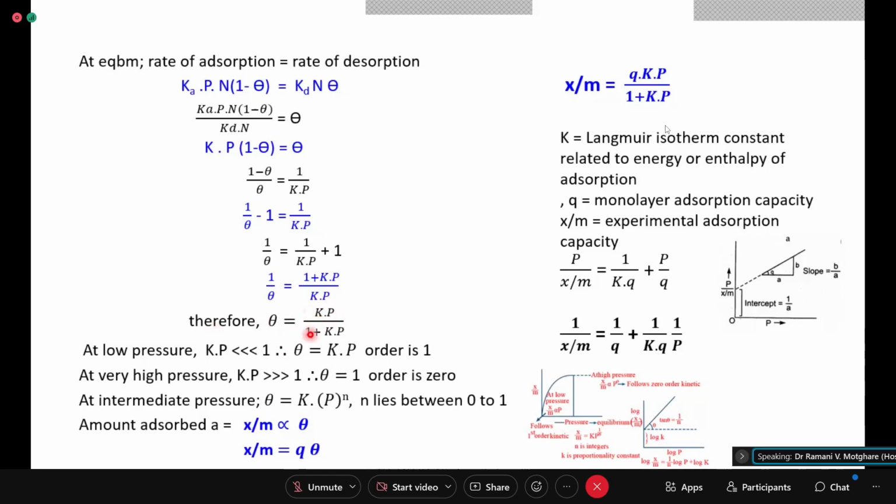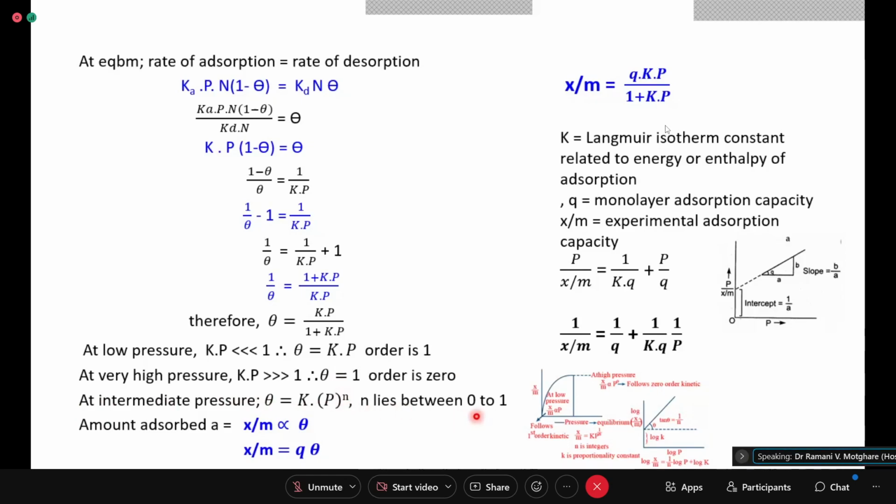Now at low pressure, K into P is much lower than 1. Therefore, theta is equal to Kp, and the order is 1. At very high pressure, Kp is much higher than 1. Therefore, theta is equal to 1, and the order is 0. And at intermediate pressure, theta is equal to (Kp) raised to n, where n lies between 0 and 1.